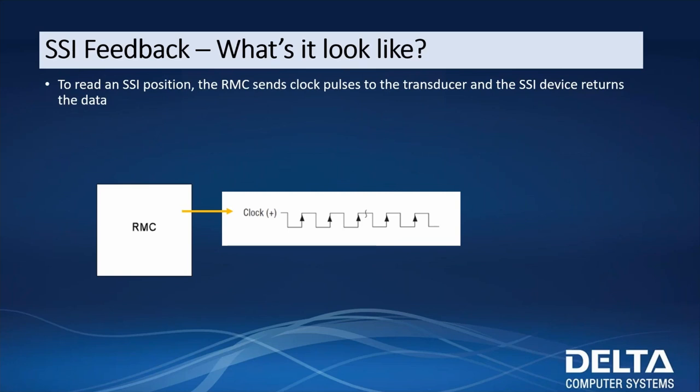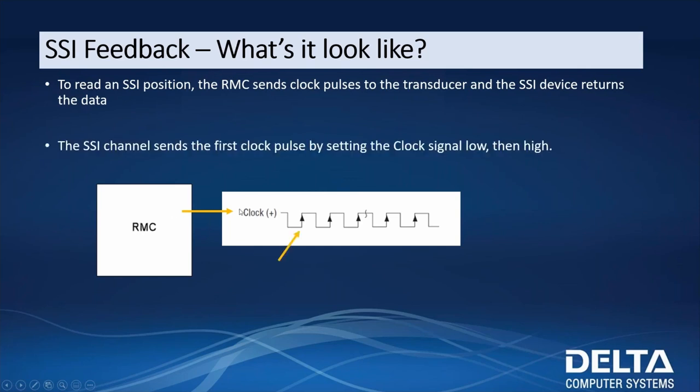So what does this actually look like, right? To read an SSI position, the RMC is going to send clock pulses to the transducer, and the SSI transducer is going to return data. So the RMC is sending clock pulses here. The SSI channel sends the first clock pulse by setting the clock signal low, then high. So again, if you connected up an SSI transducer to an oscilloscope, this is what you'd see coming from the RMC, this clock signal here.